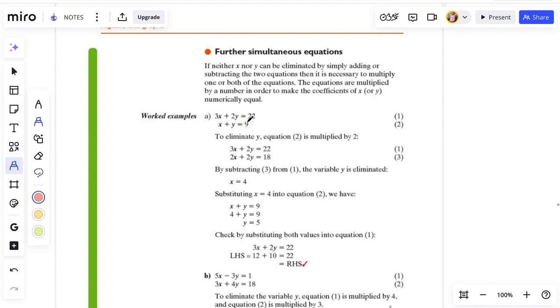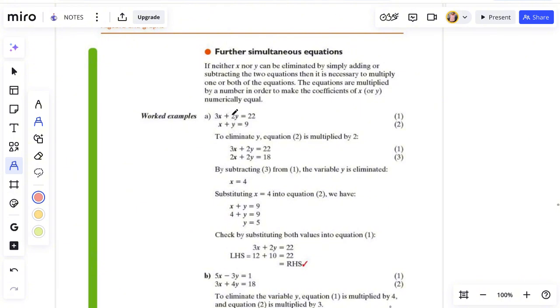We have 3x plus 2y equals 22 and x plus y equals 9. If you want to use substitution, you make y the subject, or you make x the subject. But we want to use elimination. We want to eliminate y. But you see, here's 2y, here's y. They don't have the same coefficient.